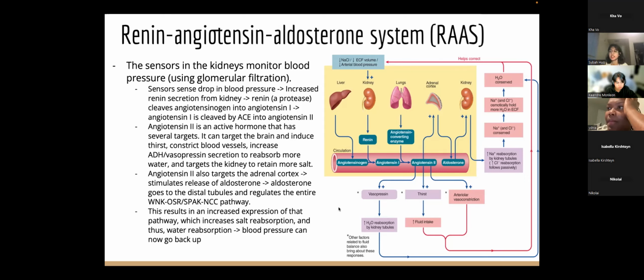So one more thing is that this entire pathway is just to deal with low blood pressure, if your blood pressure drops. But if you do have high blood pressure, to prevent this pathway from occurring, a lot of drugs are ACE inhibitors, and they will target ACE and inhibit it, so then angiotensin 1 can never become angiotensin 2. And angiotensin 2 is the main hormone that creates all of the effects that are going to raise blood pressure.